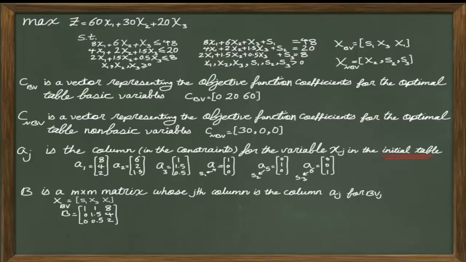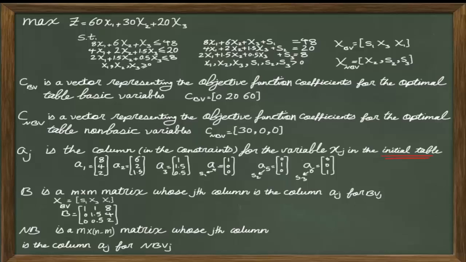It's easy also to form the matrix NB, which is the matrix of non-basic variables. So it's an m by n minus m matrix, because if I have 6 decision variables and already put 3 of them in matrix B, I'm only left with another 3 to form the matrix of non-basic variables. So in this case, we're going to have a 3 by 3 matrix NB that has all the coefficients of non-basic variables in the constraints of the problem.